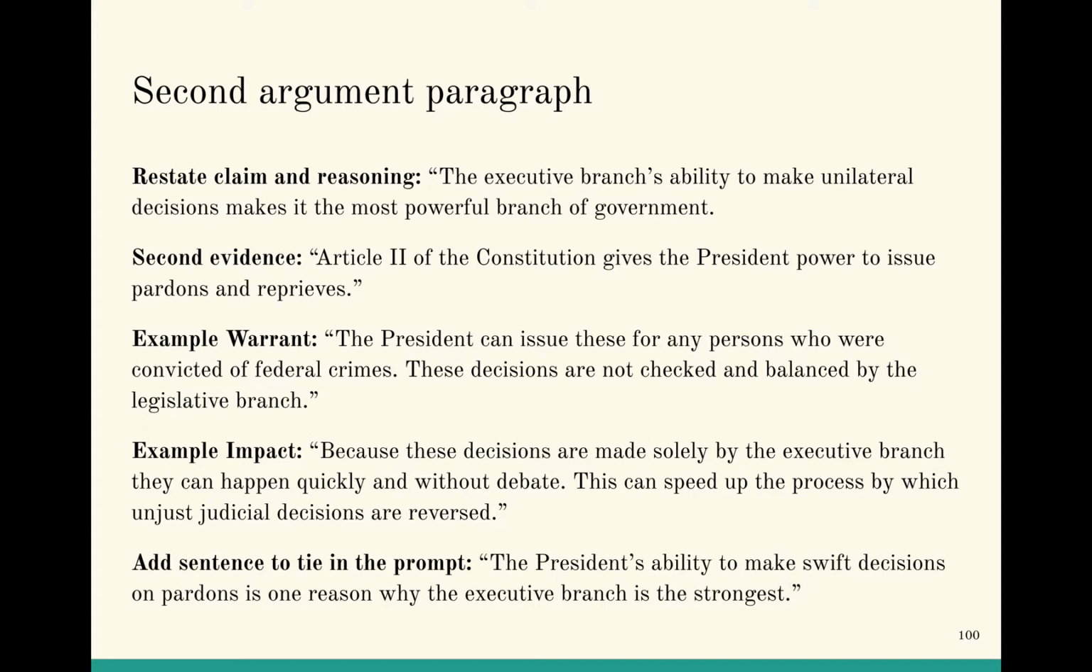I can also add in a sentence to tie it back to the prompt, which is always a nice way to kind of tie up your argument in a bow. The president's ability to make swift decisions and pardons is one reason why the executive branch is strongest. So I've just kind of restated and brought it back to the reasoning that I provided and the answer to my prompt.